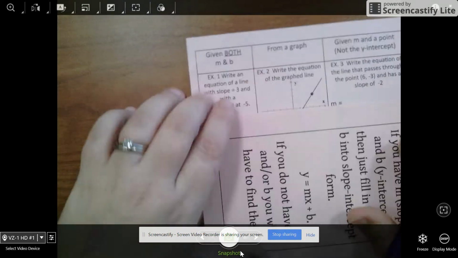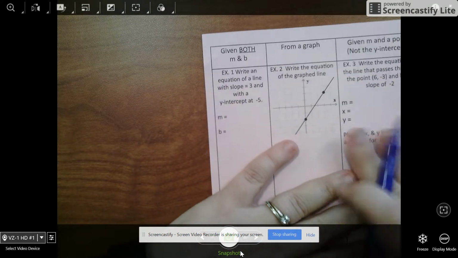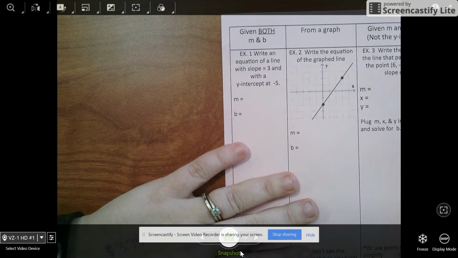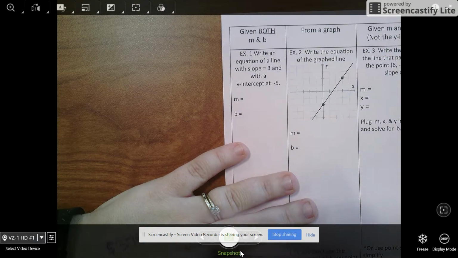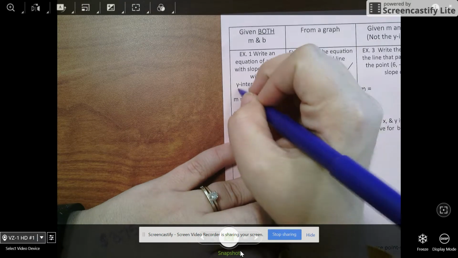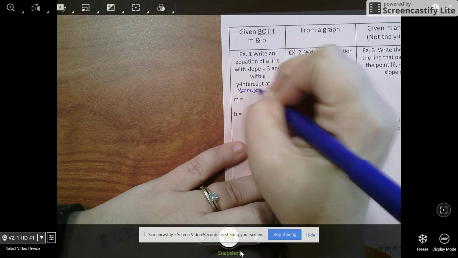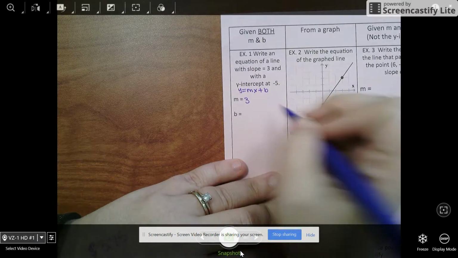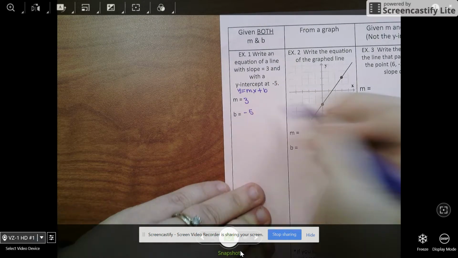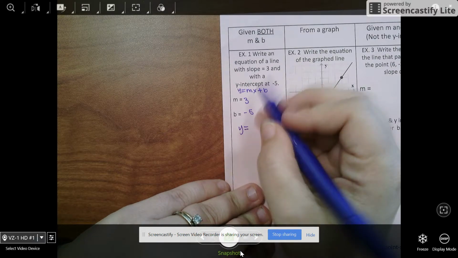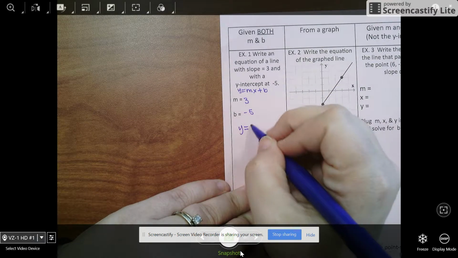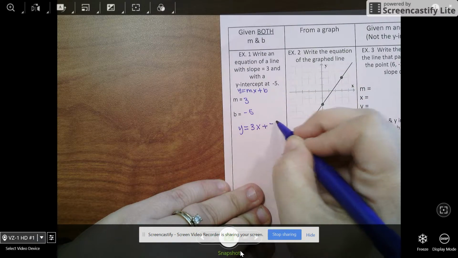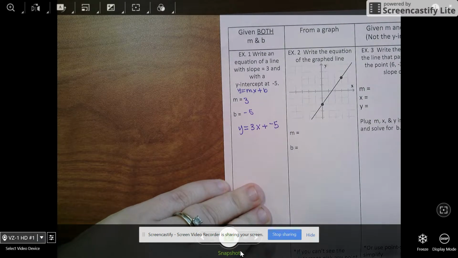Okay, so let's start with when we're given both, because that's a nice, easy situation. Write an equation of a line with slope of 3 and a y-intercept of -5. So remember, it's y equals mx plus b. The slope is 3, so that's the m, and your b is -5, and then I'm just going to fill it in. Y equals, instead of m, I've got 3 this time. So it's 3x plus, and then my b, which is -5. And voila, you did it.